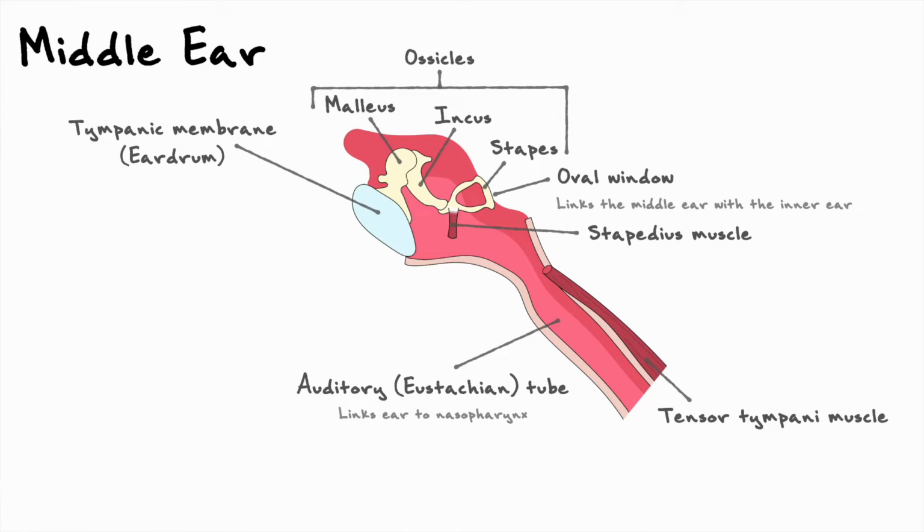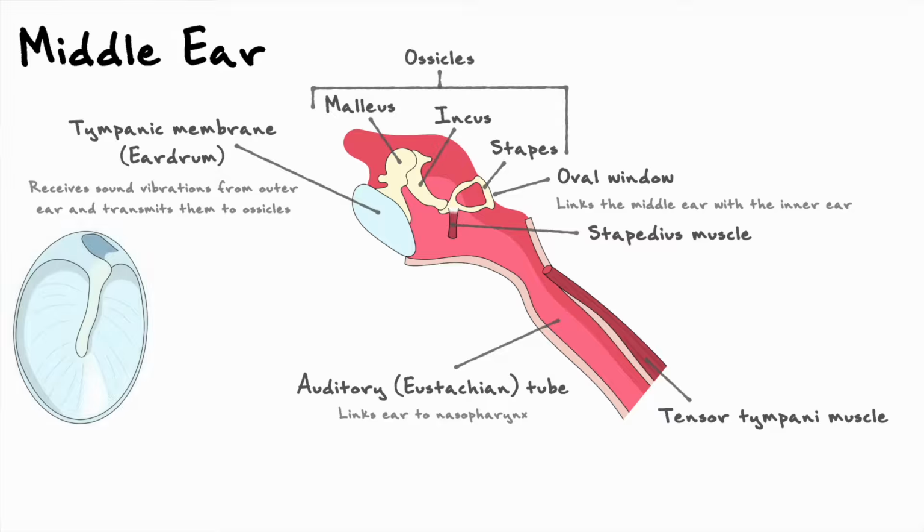Alright, so to make sense of all these structures and how they work together, let's cover them gradually, starting from the tympanic membrane. As we've seen in the outer ear section, the tympanic membrane receives the sound vibrations that are funneled by the outer ear, and its purpose is to transmit those vibrations to the ossicles. If we take a look at the tympanic membrane more closely, from the point of view of the ear canal, this is what it will look like.